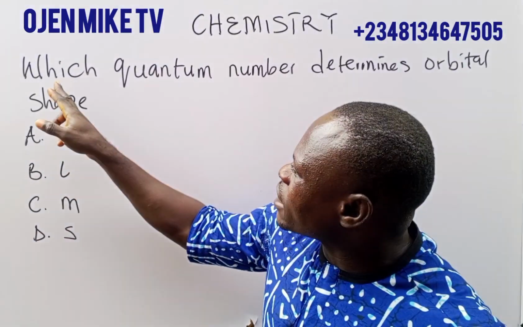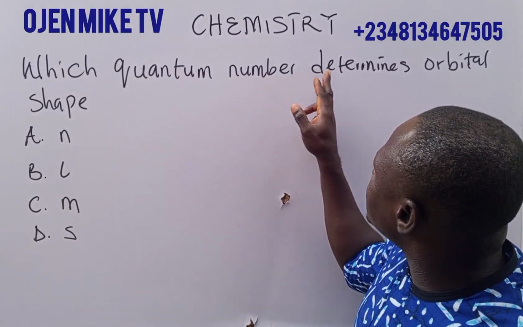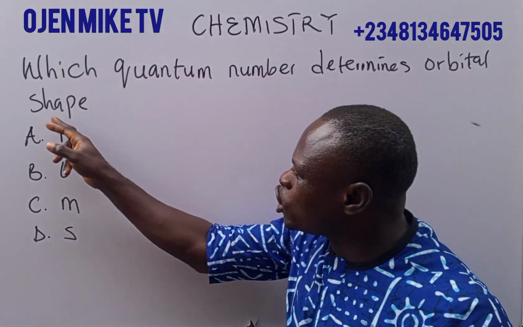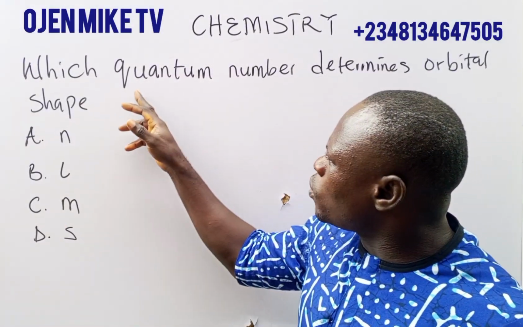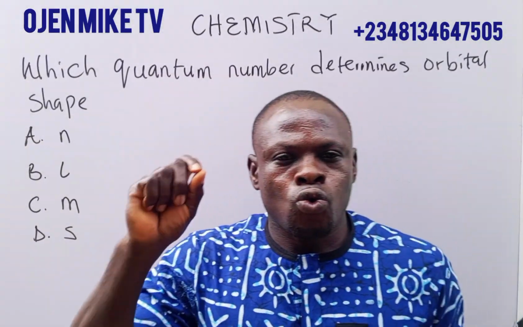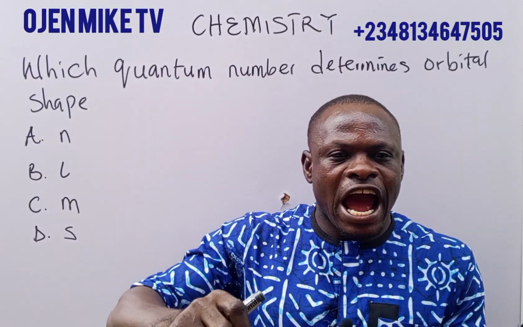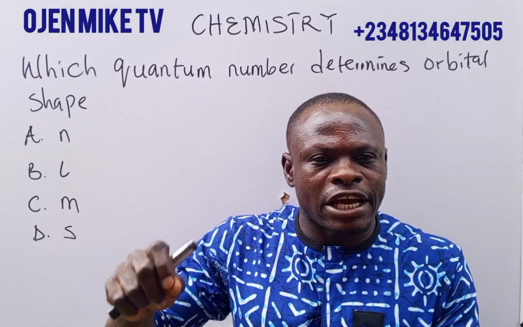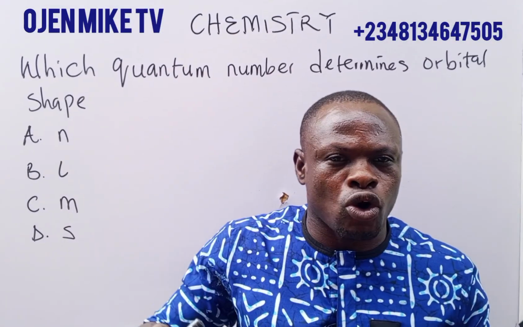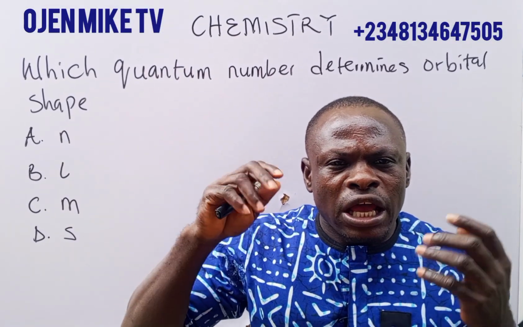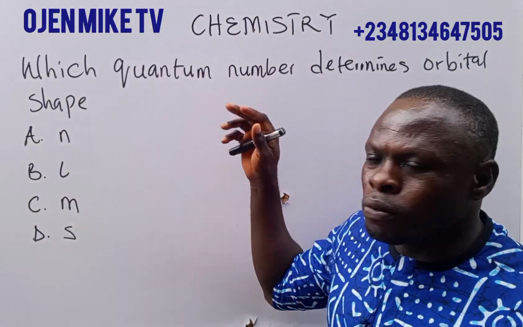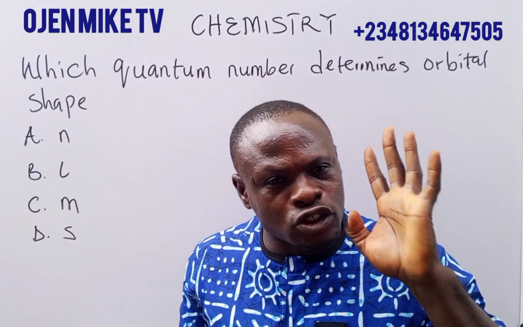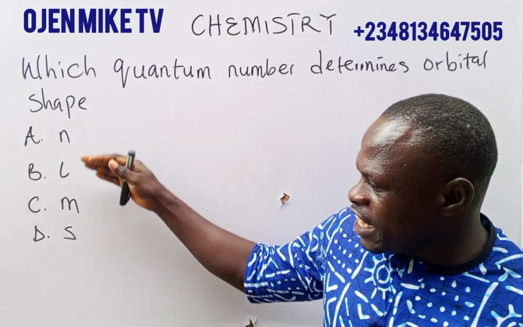The question we are asked is, which quantum number determines orbital shape? Now, when we look at quantum numbers, they describe the property of an electron in an atom. That is what we call quantum numbers. And there are four major quantum numbers which are being expressed here.